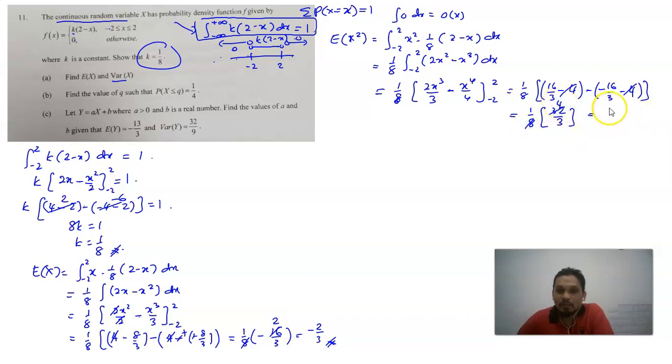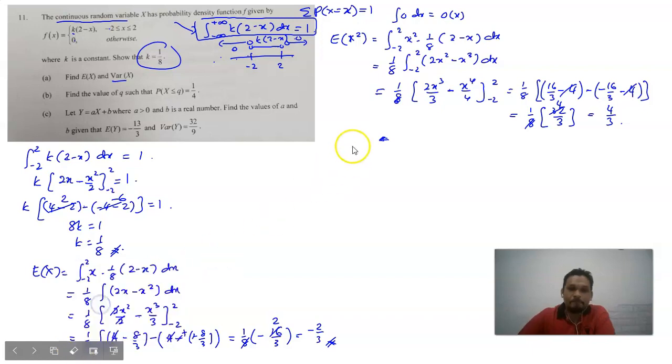Then equal to 4 over 3. So now, it is 32 divided by 8 equal to 4, then 4 over 3, it is E of x squared.